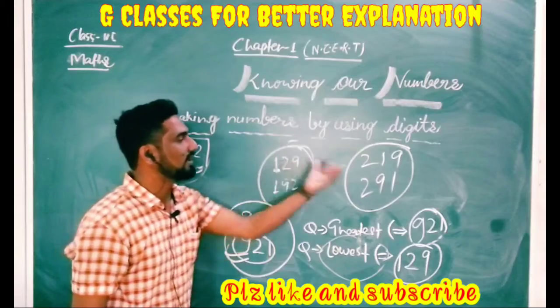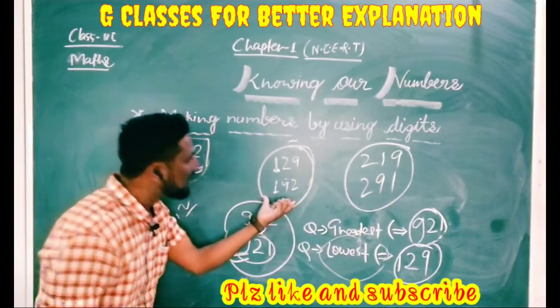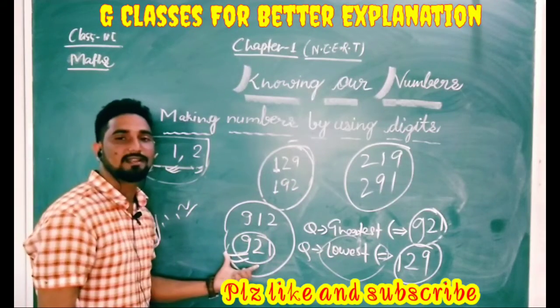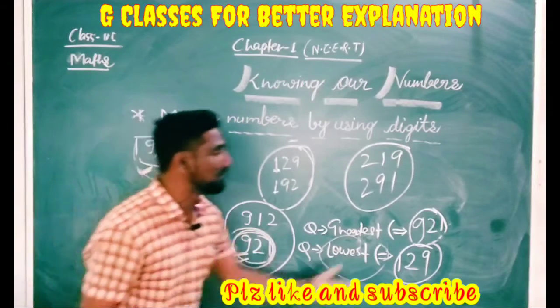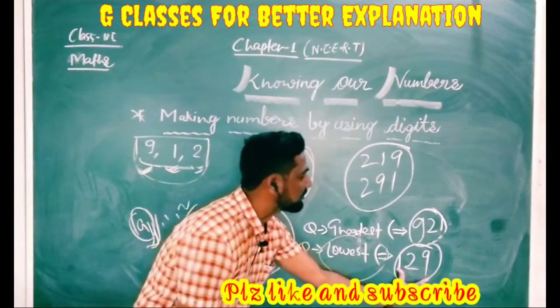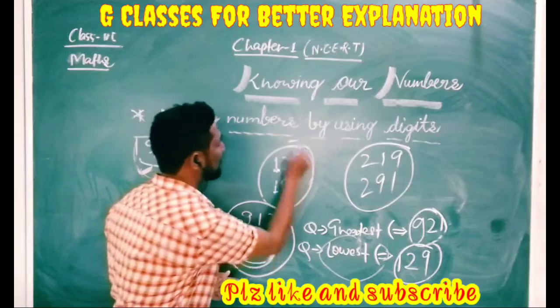This is 129, this is 219, this is 291, this is 192, and this is 912, and this is 921. And is this the greater one or not? You see. So the greater one, our answer is what? Correct. And the lowest one you check, that is 129. According to me, I have just written, and here you check if the smallest one is 129 or not.